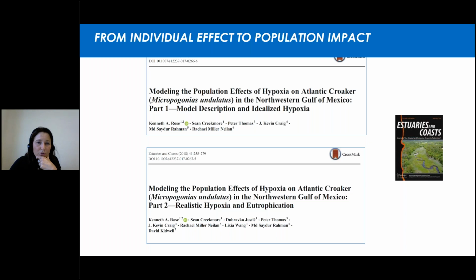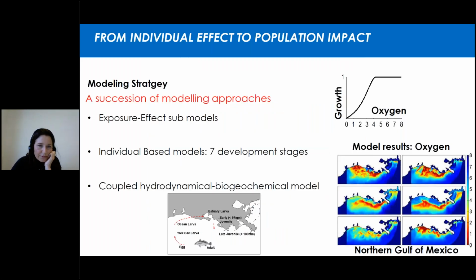This is always very tricky: going from individual effects that you measure in the lab to the impact at the population level. This paper by Kenneth Rose has tried to make this difficult connection, and how they did it is that they use a succession of modeling approaches. First, you have exposure effect submodels, shown here on the right.